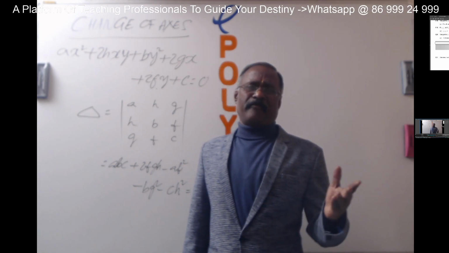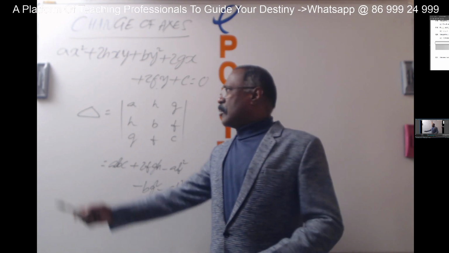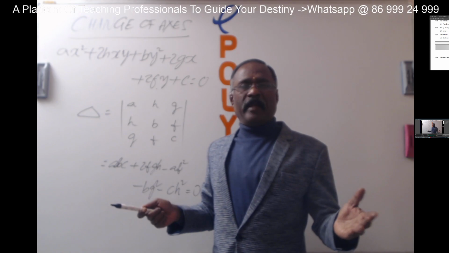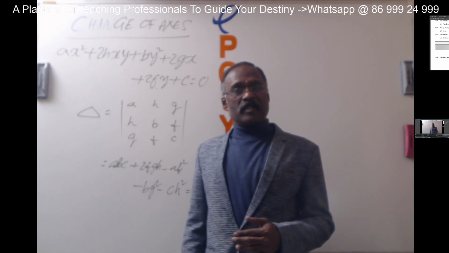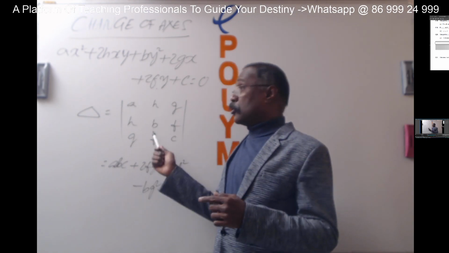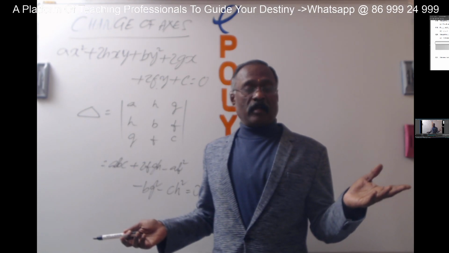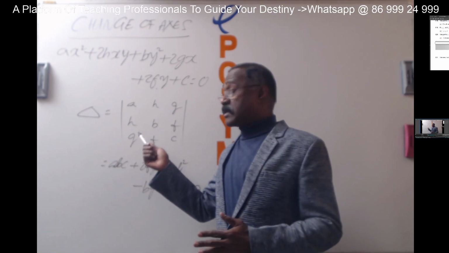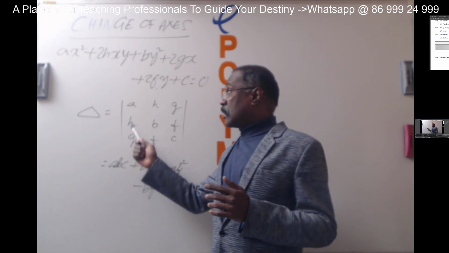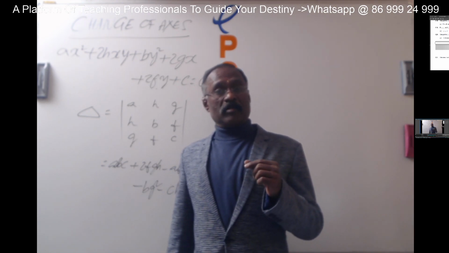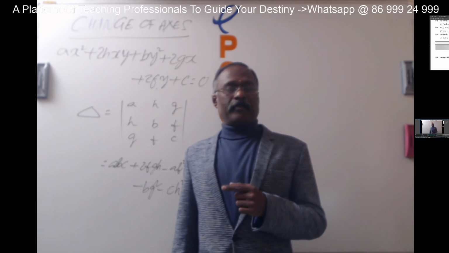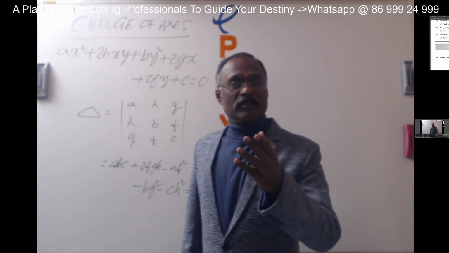We have taken the standard figures. Next we have taken a circle. For a circle, A must be equal to B, and H must be 0. This equation represents a circle. And of course delta is always not equal to 0 for all geometrical figures except for a pair of lines. Delta is 0 only for a pair of lines. Delta is not equal to 0 for a circle, for a parabola, for an ellipse, for a hyperbola. For all these, delta is not equal to 0.